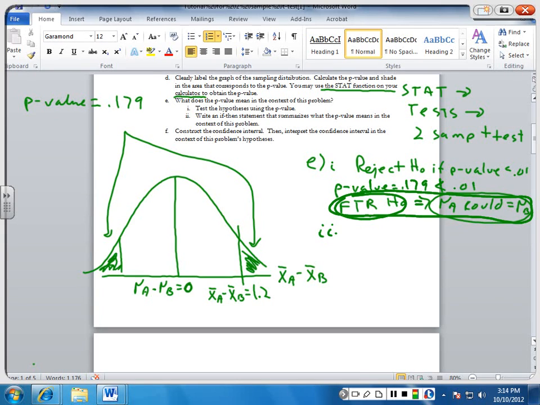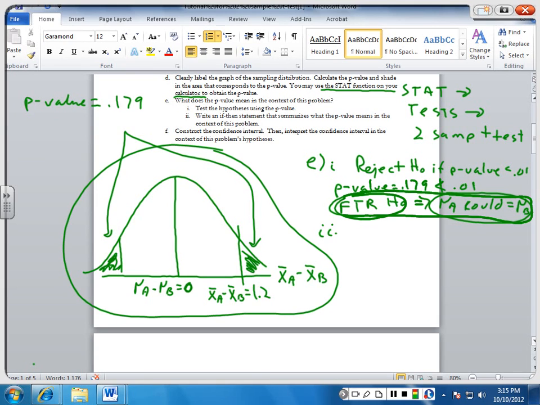Okay, so on part 2, it says to give me an if-then statement that summarizes what the p-value means. Basically what I'm doing is just taking this sampling distribution and rewriting it in the form of a sentence. If mu A minus mu B is equal to 0. I could have just put if mu A is equal to mu B. Those are equivalent statements. If they are equal, then the difference between them is 0. So either one of those will do fine.